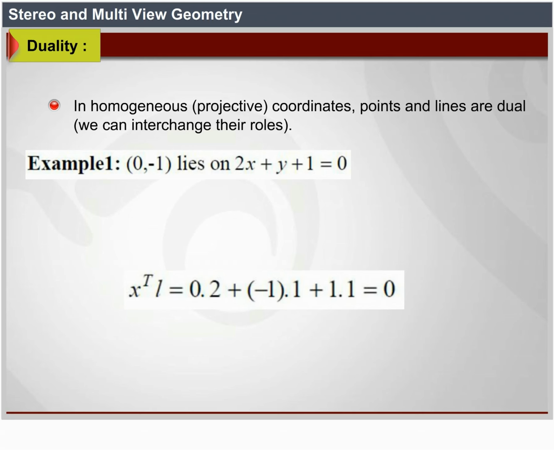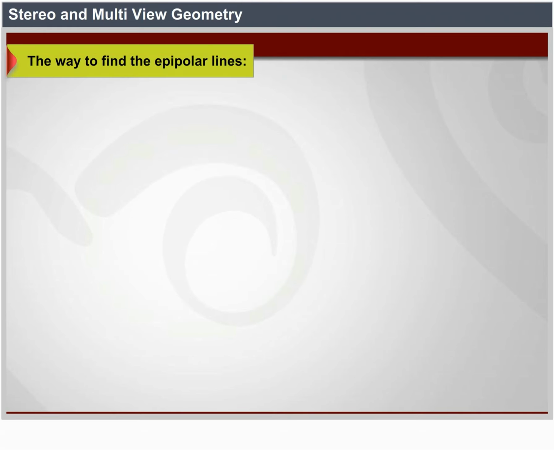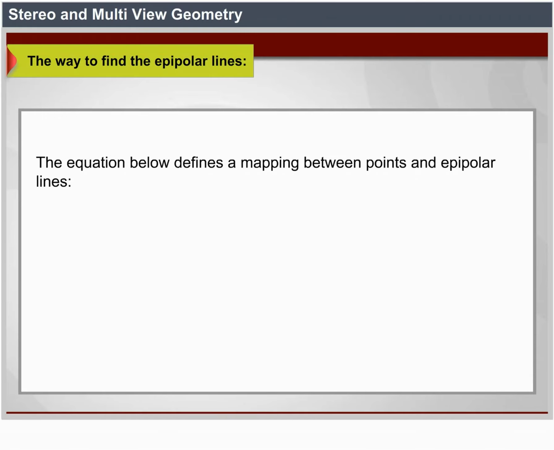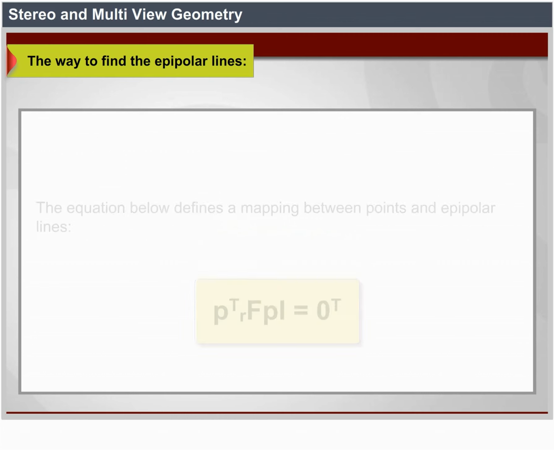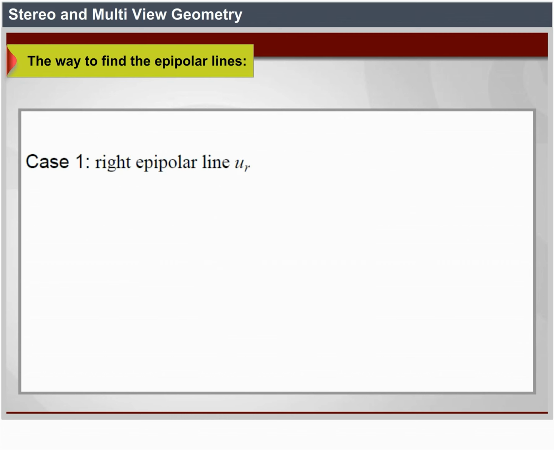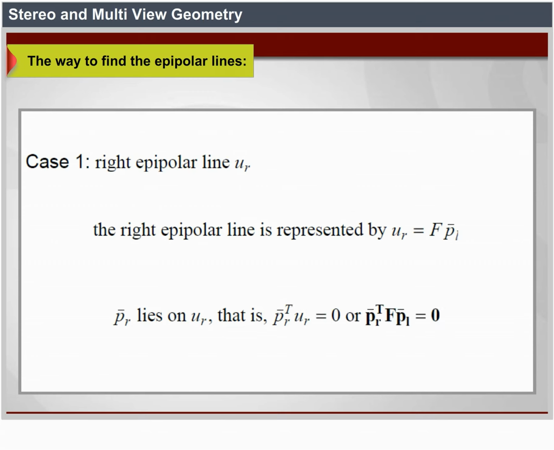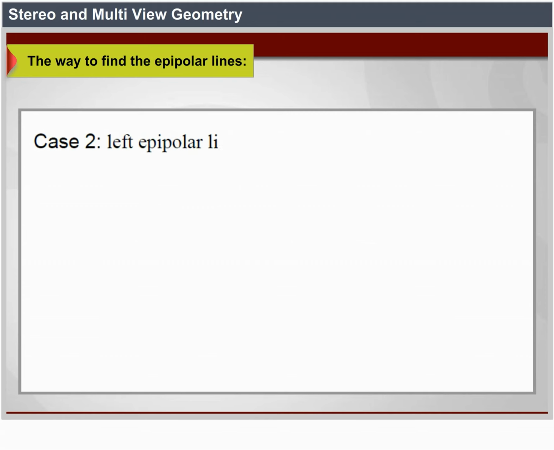Finding the epipolar lines. The equation below defines a mapping between points and epipolar lines: p'^T F p = 0. For case 1 and case 2 representations, please refer to the equations on screen.